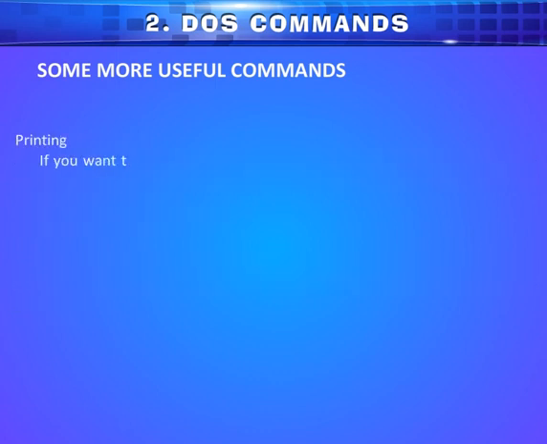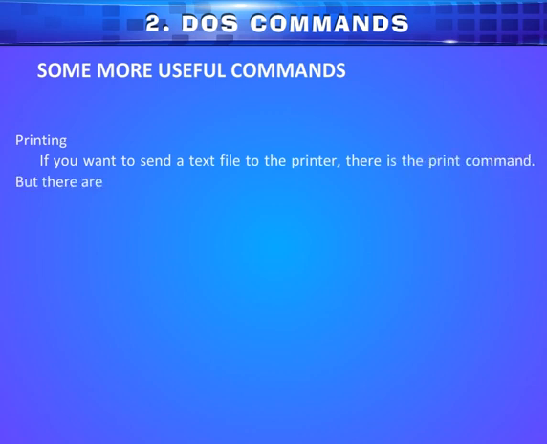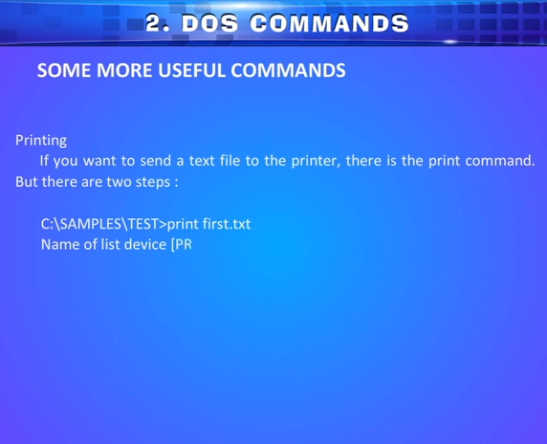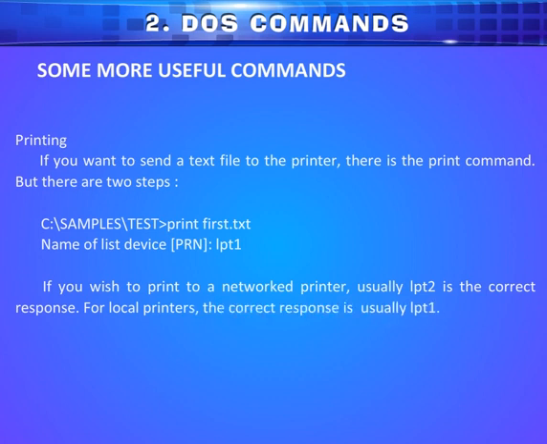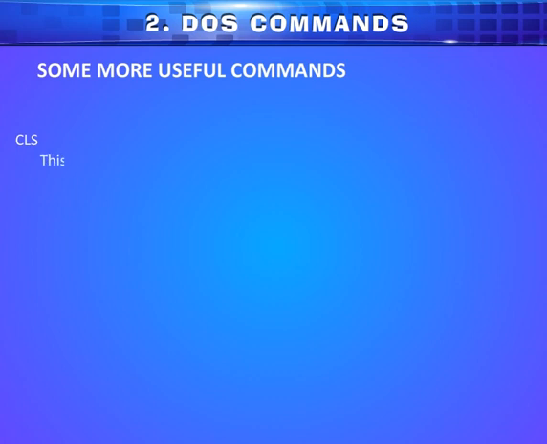Printing. If you want to send a text file to the printer, there is the print command, but there are 2 steps. C:\samples\test> print first.txt. Name of list device [PRN]: LPT1. If you wish to print to a networked printer, usually LPT2 is the correct response. For local printers, the correct response is usually LPT1.